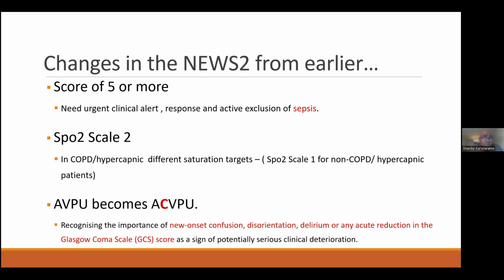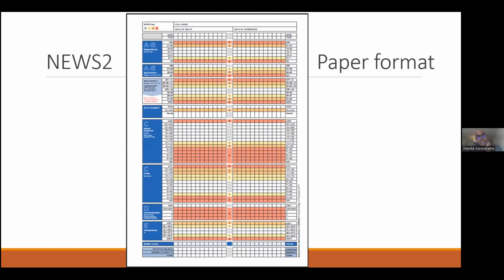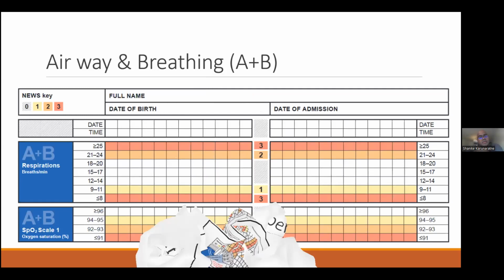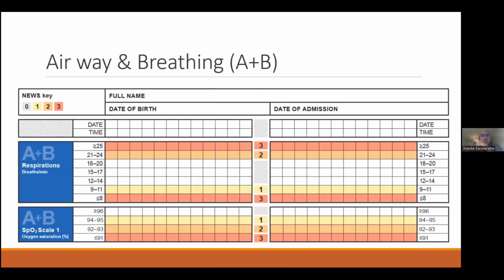So any patient who is newly confused, you should alert yourself that it is a possible deteriorating patient and warn your seniors. This is the usual paper format, and I will try to break it down for a better understanding. As I mentioned, the simple approach is A, B, C, D, E. In airway and breathing, there are 2 components, the respiratory rate and the SpO2 scale.